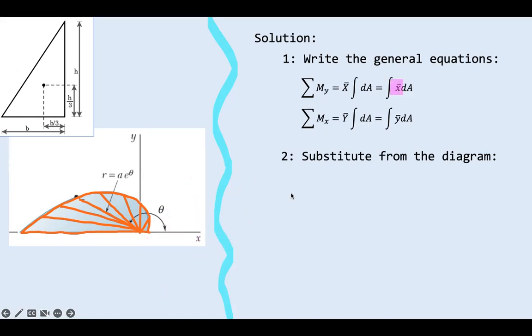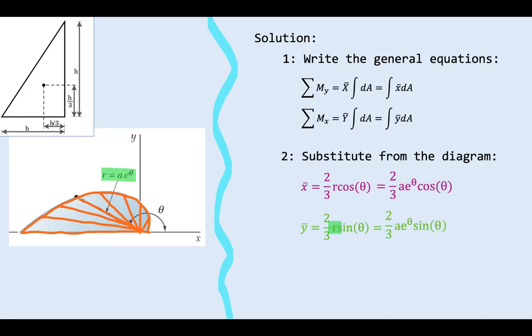Okay, now let's write our equations. Lowercase x bar, as we said previously, is 2/3 r cosine theta. We have to substitute back in r from the problem statement, which is equal to a e to the power of theta. So 2/3 a e to the power of theta cosine theta. For y bar, which I've highlighted in green, we have 2/3 r sine theta, and that is equal to, substituting r again, 2/3 a e to the power of theta times sine theta.